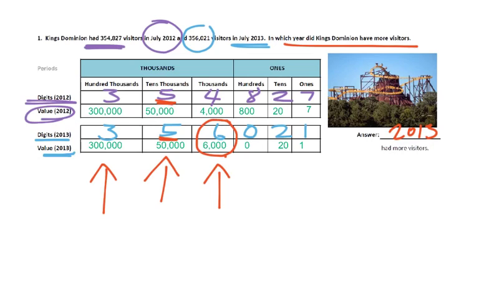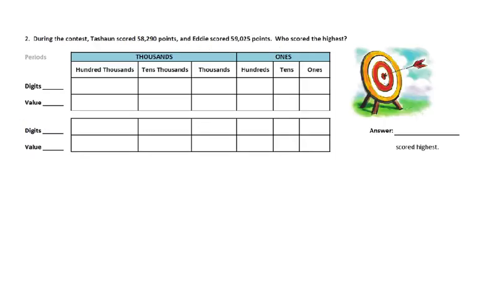All right, we're going to move on to the next problem. Again, if you need to, press pause on this video. In the next problem, it says, during the contest, Tayshawn scored 58,290 points, and Eddie scored 59,025 points. Who scored the highest?